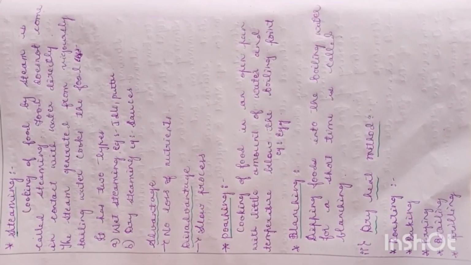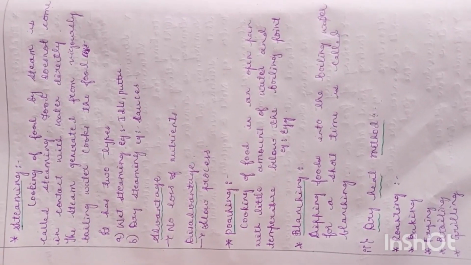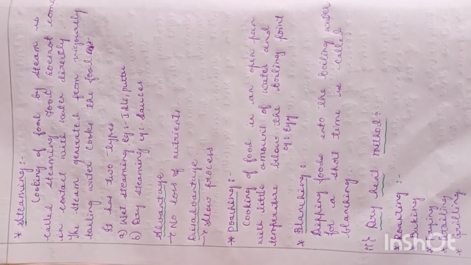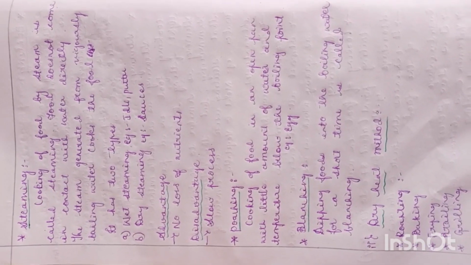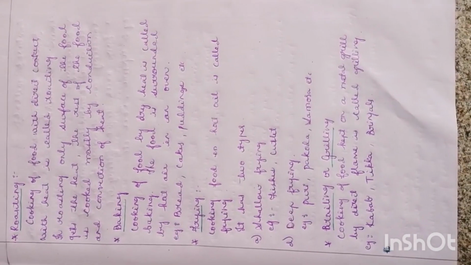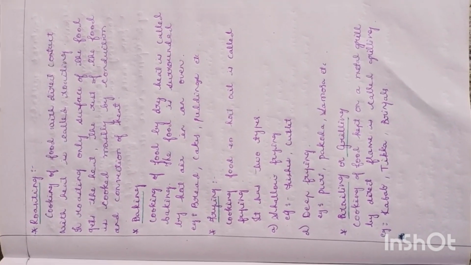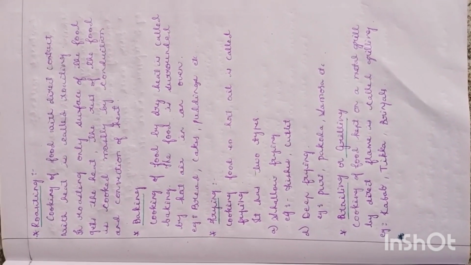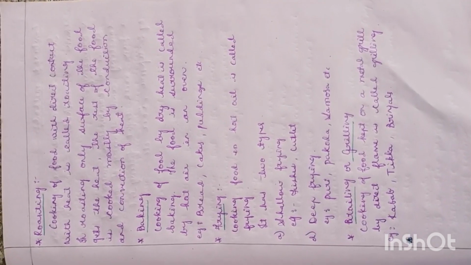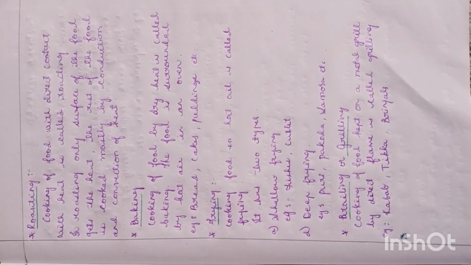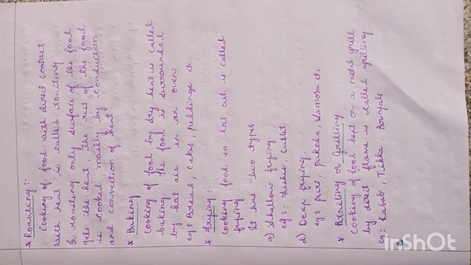Next method is dry heat method. It includes roasting, baking, frying, broiling and grilling. Roasting. Cooking of food with direct contact with heat is called roasting. In roasting, only the surface of the food gets the heat. The rest of the food is cooked mostly by conduction and convection of heat.